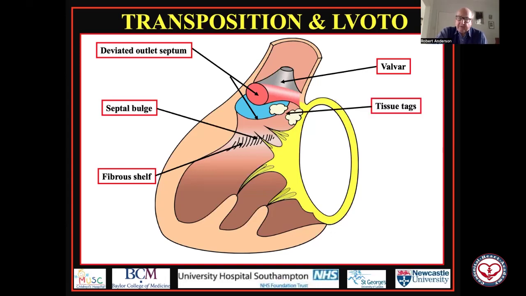We can also have tissue tags. We're not going to be looking at this, nor are we going to be looking at abnormal arrangements of the tension apparatus. But what we are going to see is how there can be a fibrous shelf producing obstruction in the setting of an intact ventricular septum, but then Diane's going to emphasize to you the important variant in the setting of a ventricular septal defect, caudal deviation of the muscular outlet septum.